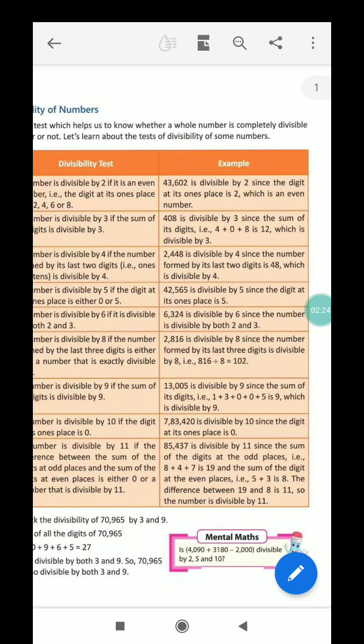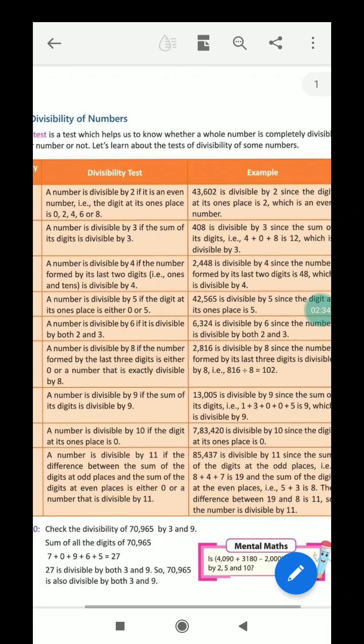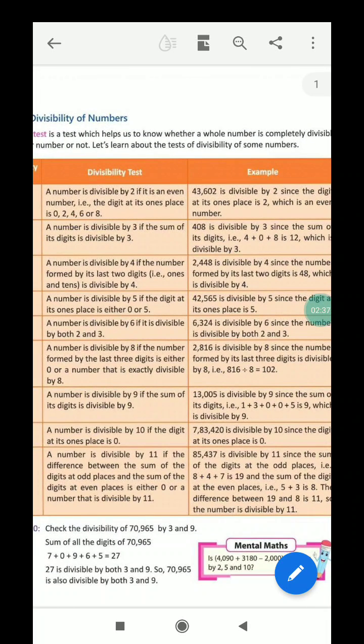Okay, now divisible by 4. A number is divisible by 4 if the number formed by its last two digits, that is the ones and tens digit, is divisible by 4. Here one example is given. 2448 is divisible by 4 since the number formed by its last two digits is 48, which is divisible by 4. How is it divisible by 4? That means 4 12s are 48 or 12 4s are 48. Completely divisible.